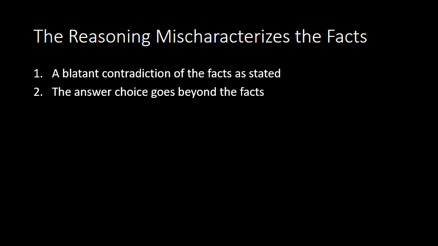The second thing that can happen is that the answer choice goes beyond the facts, and you're more likely to see something like this. The answer choice could be right if certain facts were present, but we don't know that these facts are present. The hypo doesn't speak to them. You're just assuming facts. The answer choice goes beyond those facts in the hypo, and therefore it's probably not your best answer.